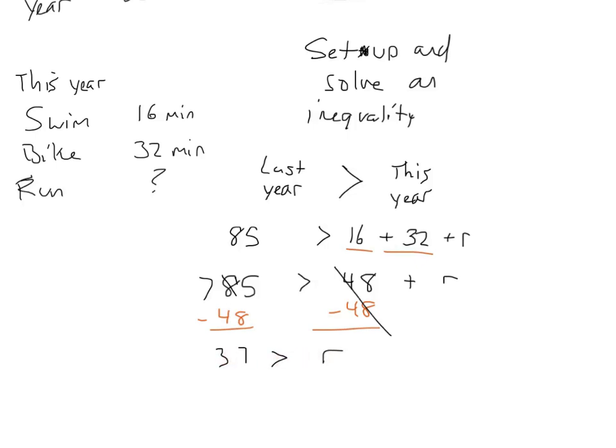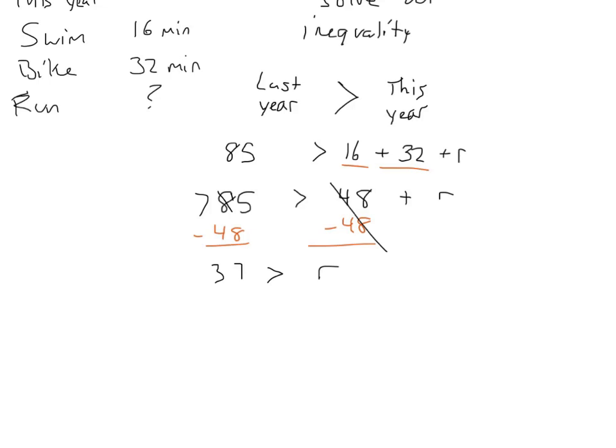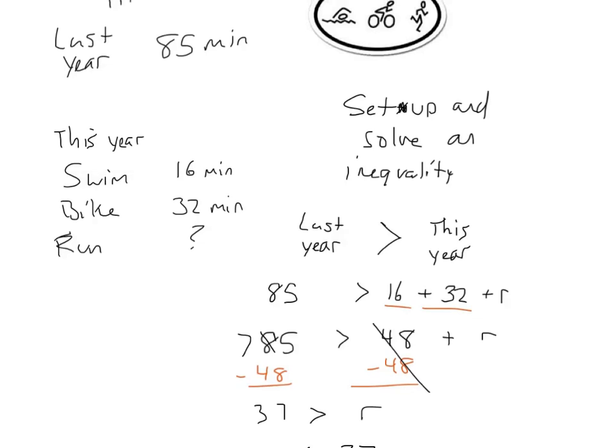Now, I'm reading that from right to left, but if I rearrange the terms and put r there and 37 there, the sign is pointing to the r here, so I need to make sure it still points to the r. This says r is less than 37. This is the same as saying 37 greater than r, same thing. I think it makes more sense to read it this way. So as you take off running, your goal needs to be to run the rest of the race under 37 minutes, and that will allow you to beat your total time from last year.